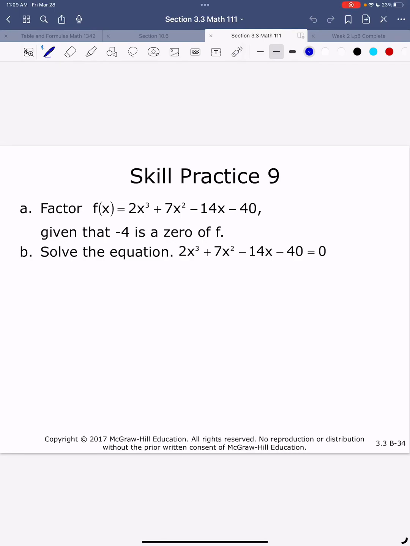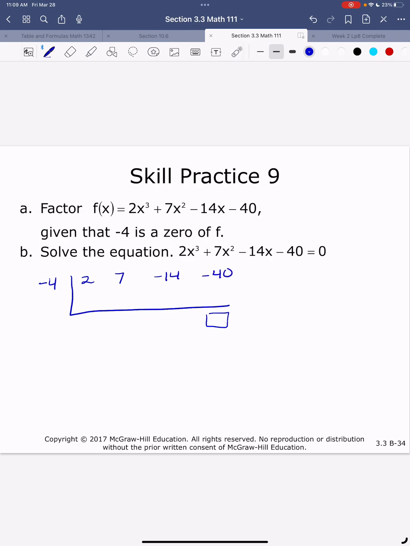So we want to factor f of x, given that negative 4 is a 0 of f. So if negative 4 is a 0 of f, I know that when I perform the synthetic division for f, I should find a 0 for my last term here, meaning that there's no remainder. So let's go ahead and see what happens here.